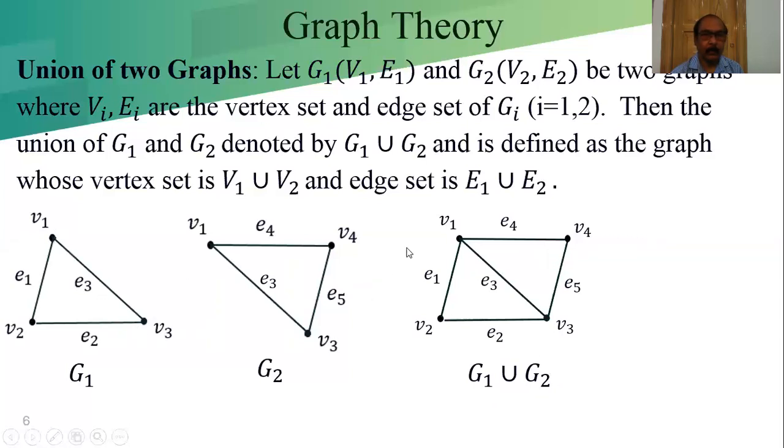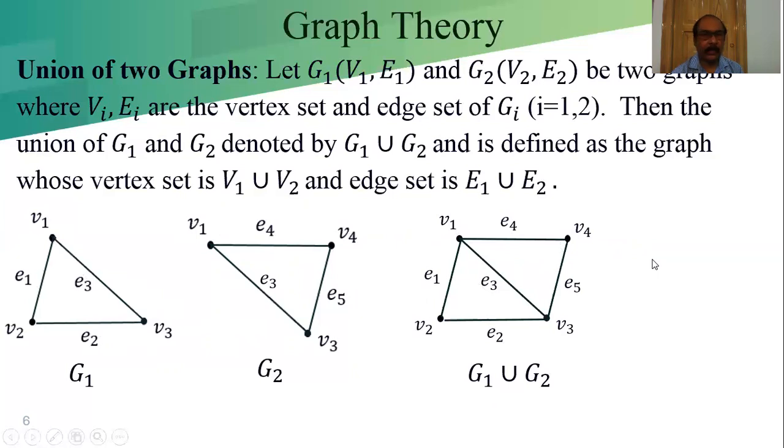V1, V2, V3 and E1, E2. This is E3, which is common, and V4 is there, with E4, E5. This is one example of the union of two graphs.